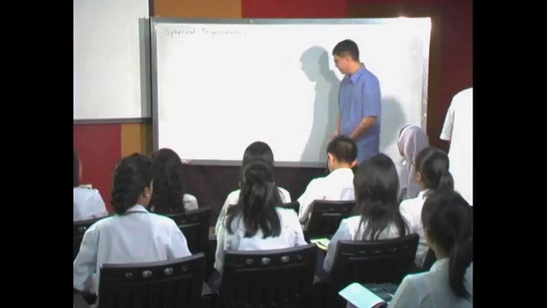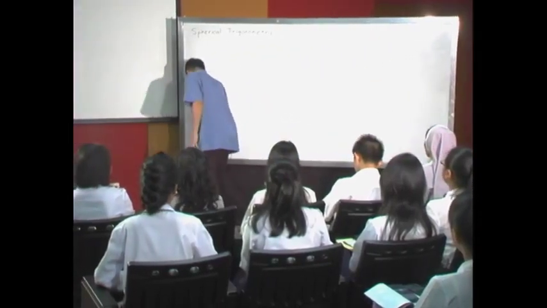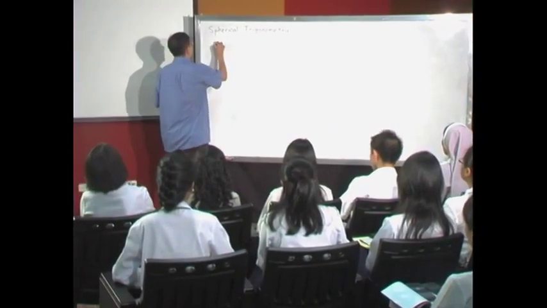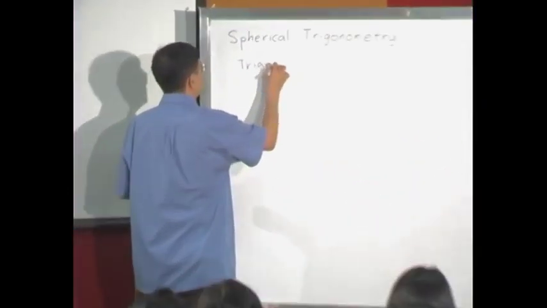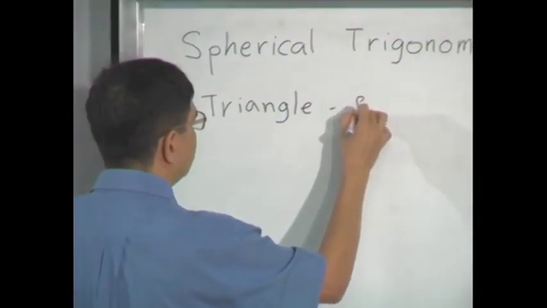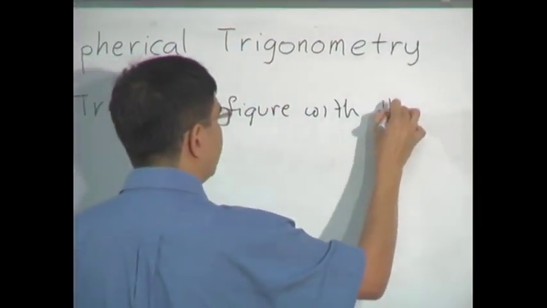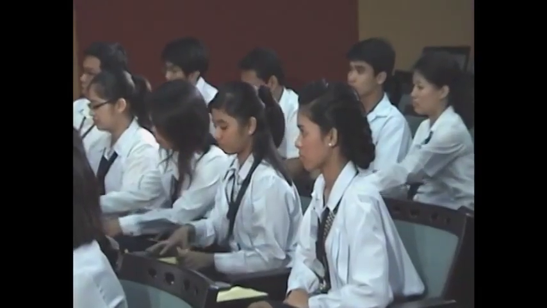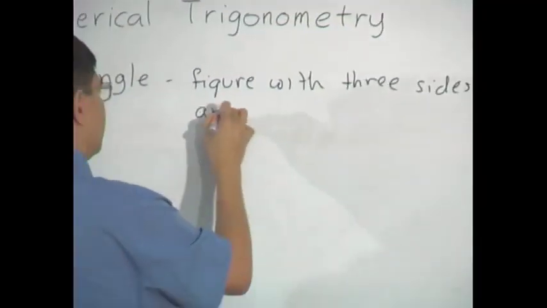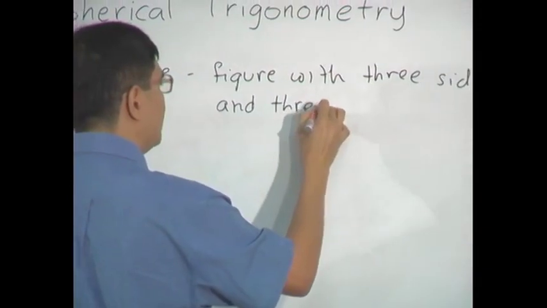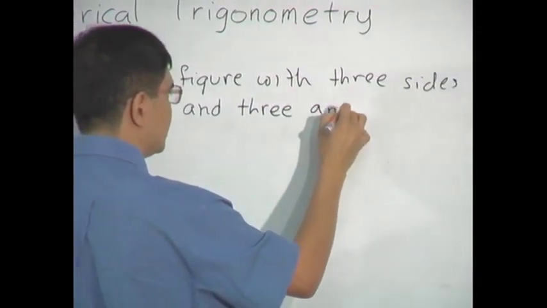A triangle is a geometric figure with 3 sides and 3 angles. Okay. Let's look at that definition. Now that's a good definition, but we need to be more precise.